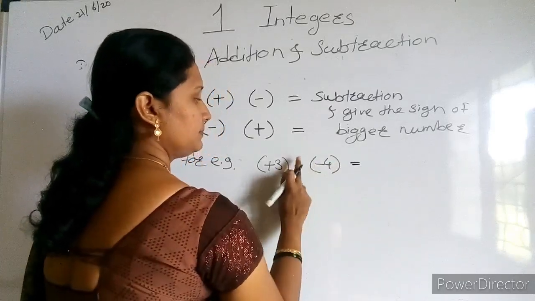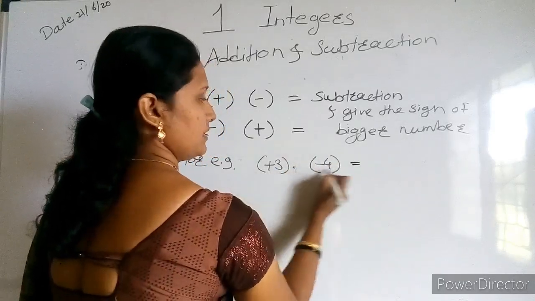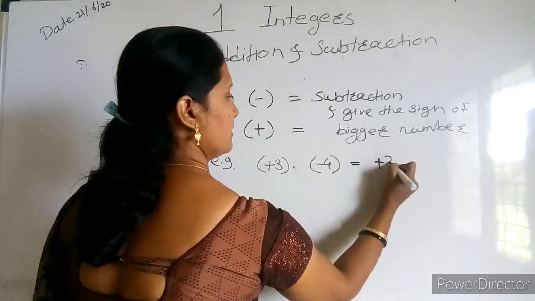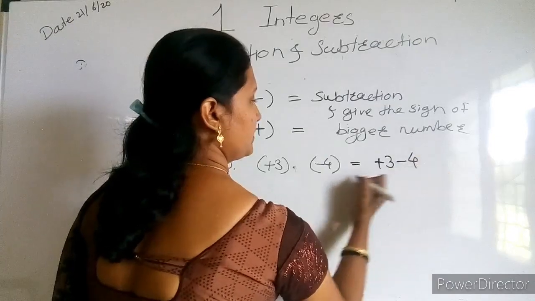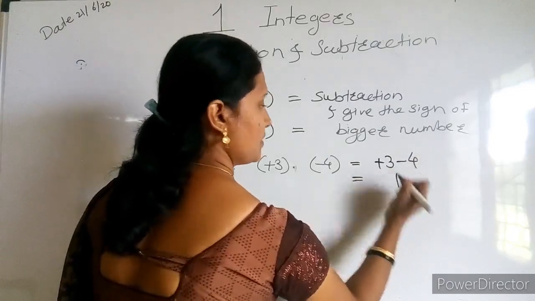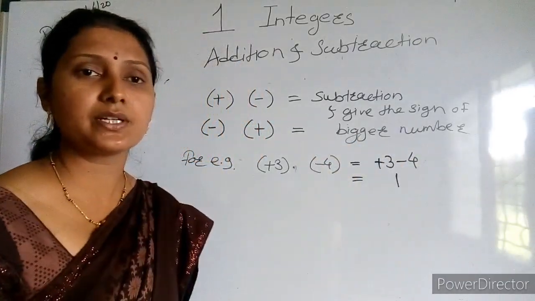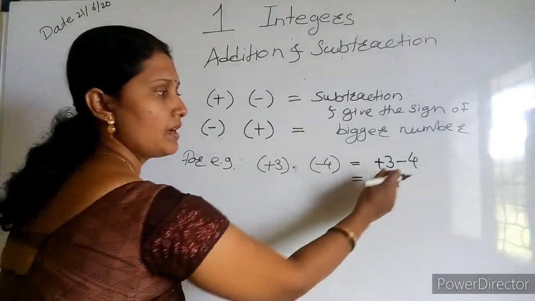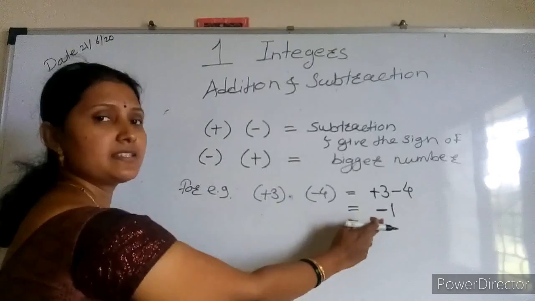The subtraction is 4 minus 3, which comes to 1, and we give the sign of the bigger number. The bigger number is 4, so the answer is minus 1.